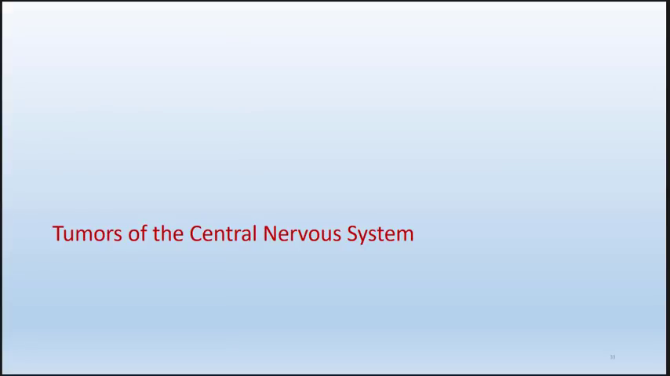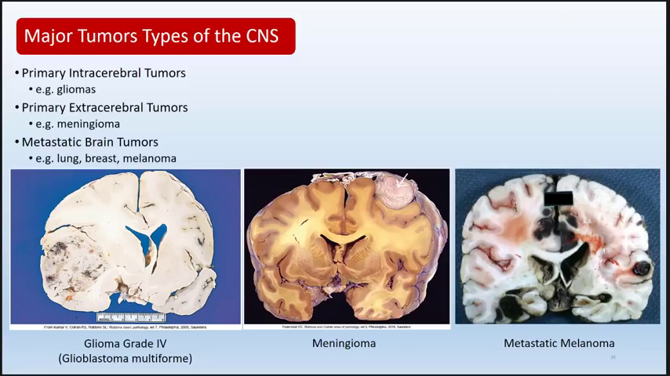Okay, now we'll talk about tumors of the central nervous system. So what are the major tumor types of the central nervous system? Well, there are three major types: primary intracerebral, primary extracerebral, and metastatic brain tumors. The primary tumors of these, the most common are gliomas. And gliomas make up about 50 to 60% of adult brain tumors.